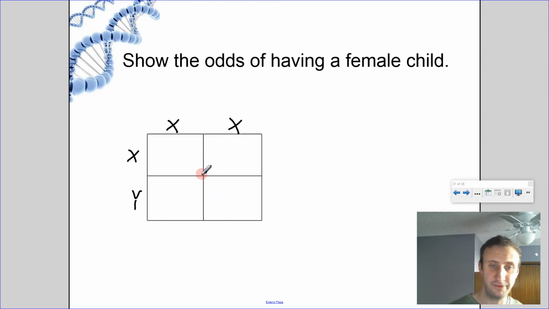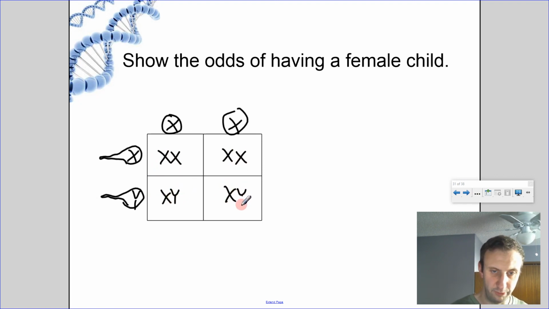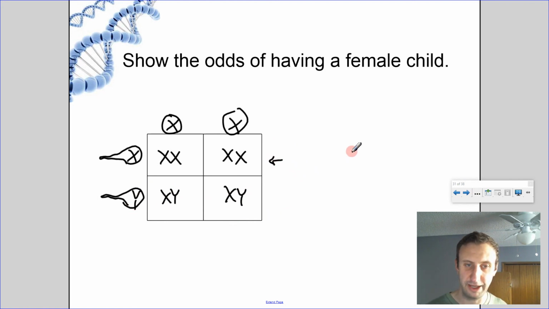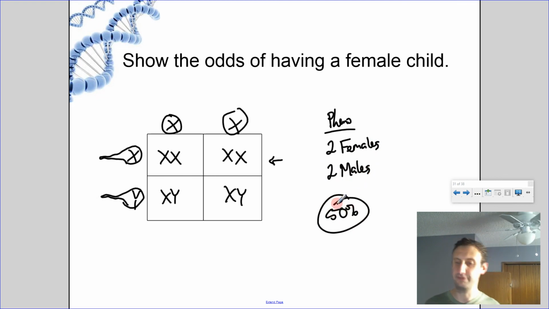So now let's look at the odds of having a female child. If this is the male right here, and this is the female, then this child would be XX, this child would be XX, this child would be XY, and this child would be XY. So that means that I have a 50% chance of having a female child. If I look at the phenotypes, I have 2 females and 2 males. So the odds are 50%. Now, this is the funny thing: it doesn't matter what has happened in the past, the odds are still 50%, like flipping a coin.